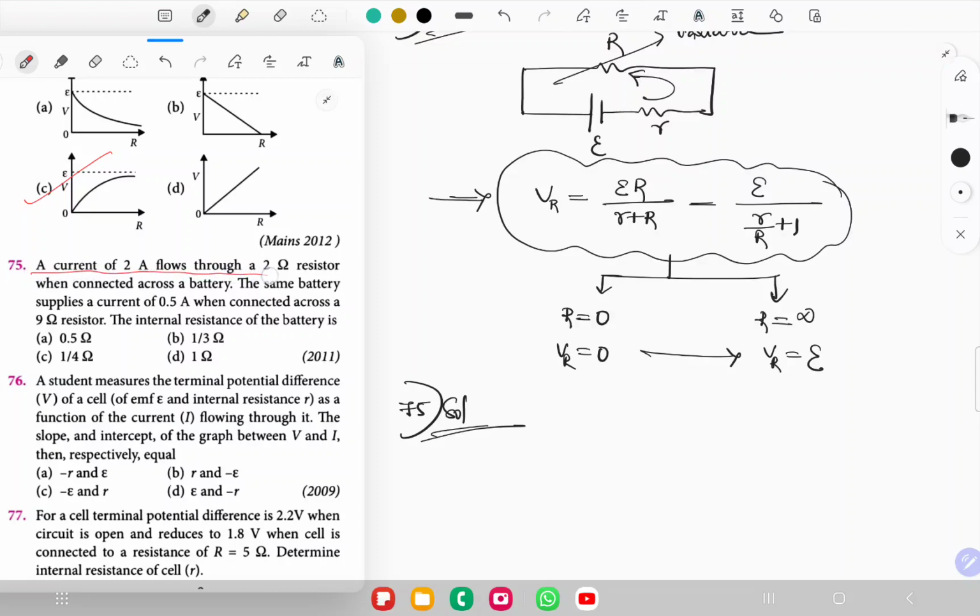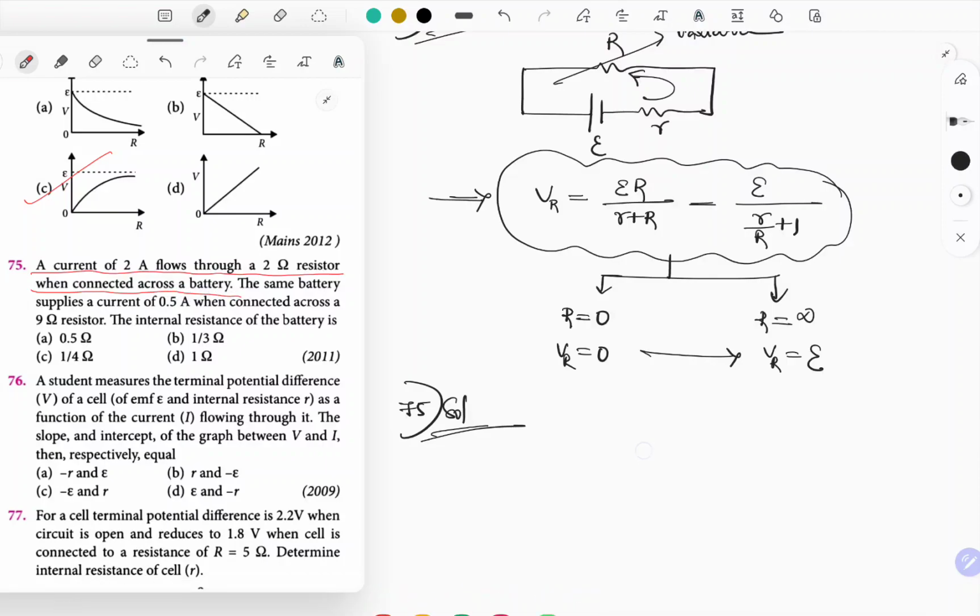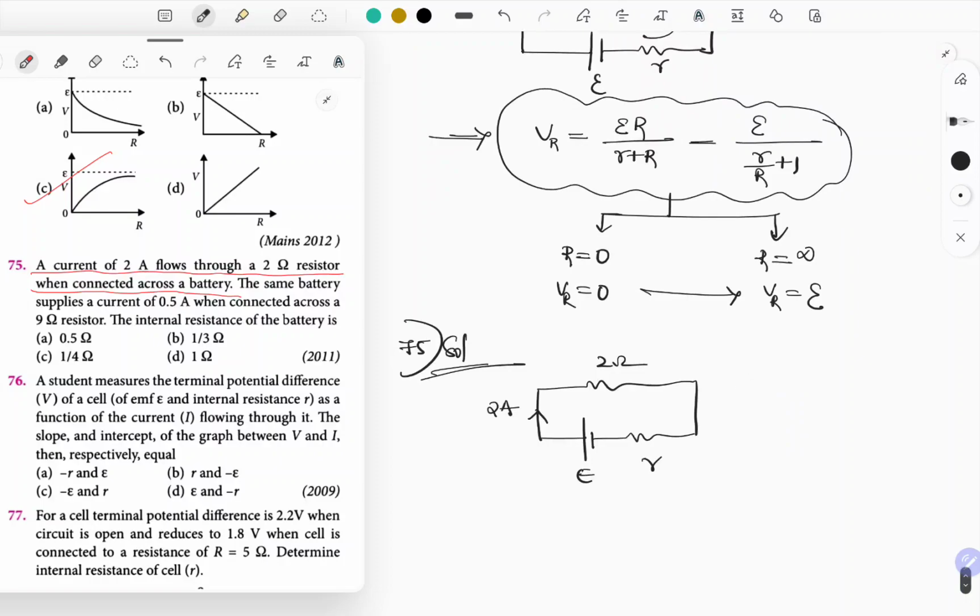A current of 2 ampere flows through a 2 ohm resistor when connected across a battery. Okay, so battery in the sense EMF and internal resistance. If I connect a 2 ohm resistance across a battery, 2 amperes of current is flowing through it. The same battery supplies a current of 0.5 ampere when connected across a 9 ohm resistor.